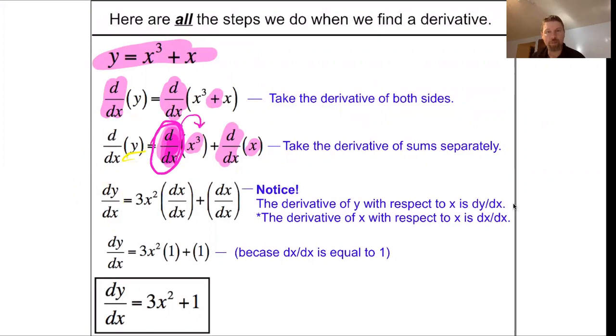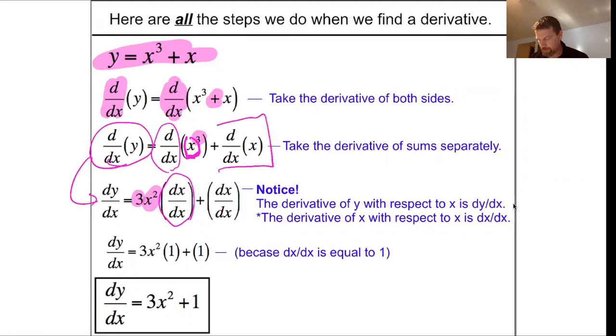Well, this is actually a form of the chain rule that we never bothered writing down, and here's why. The chain rule says when I have something cubed, you bring that 3 down, drop the power by 1, and then the chain rule says multiply by the derivative of the inside. Well, you notice how the derivative with respect to x of y is dy dx? Same thing here. The derivative with respect to x of x would be dx dx.